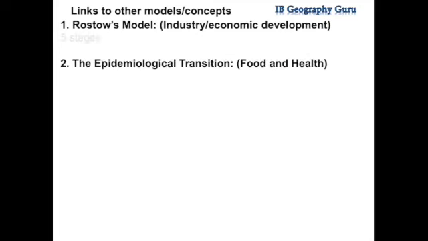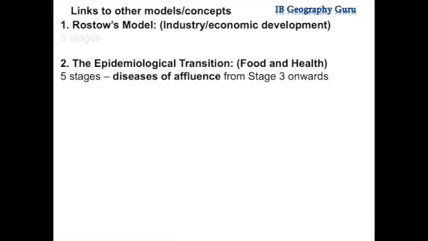Now, the demographic transition model has links to other fairly important models. There's Rostow's model, which is based on industry and economic development, and that, just like the demographic transition, has 5 stages. Now, if you're doing food and health as one of your options, you will come across the epidemiological transition. This as well is linked to the demographic transition. It again has 5 stages, and you can trace different types of diseases at each stage. Diseases of affluence, for example, will be found from stage 3 onwards, and we'll briefly mention a few details about this in a moment's time.